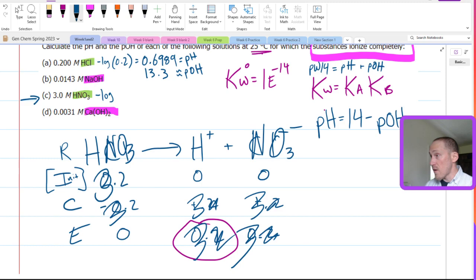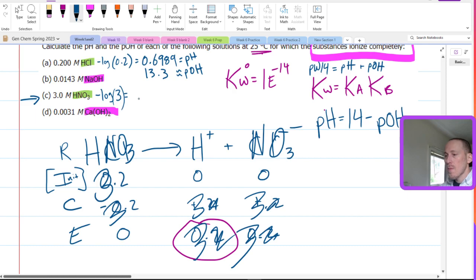Now that is a very high concentration, so this is possibly going to be positive. I still don't think it's going to be positive, but it's going to be a very strong concentration. Let's find out. Negative log of 3. Oh, there we go. We have a negative pH. When I said positive, I meant negative, so sorry about that. So the negative log of 3 is negative 0.477. So that's the pH.